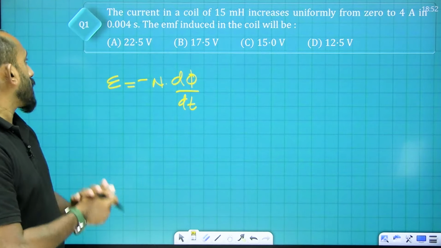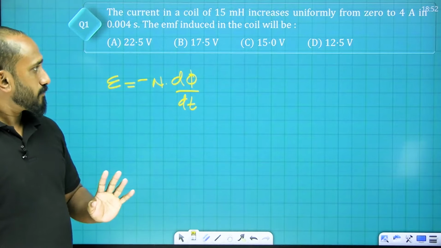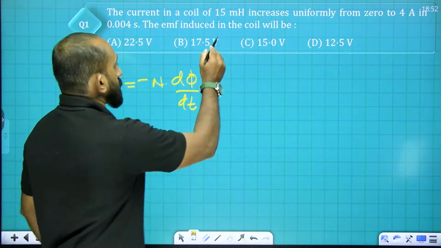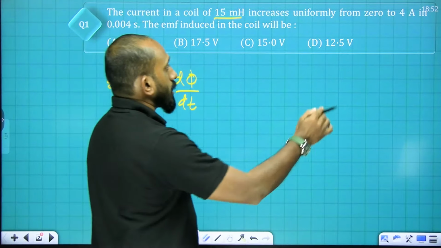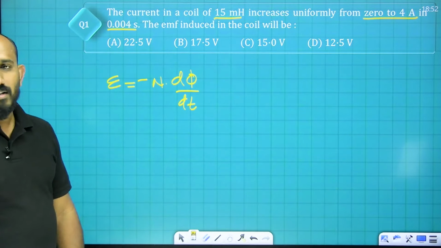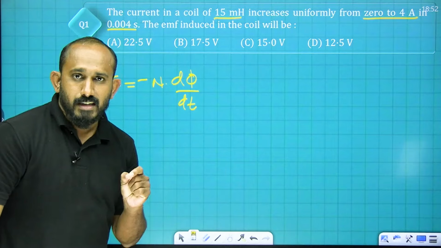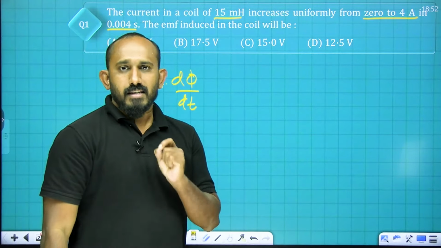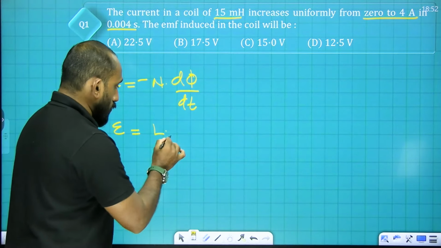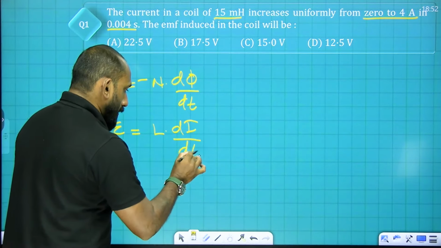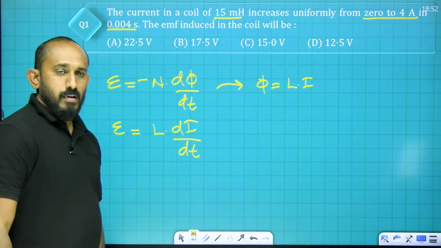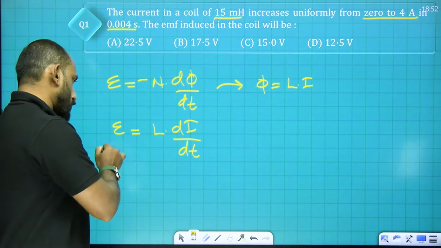Now here in this question, current is changing and self-inductance is given: 15 millihenry, and change in current is given, 0 to 4 ampere, and duration of time is given. Then EMF in terms of self-inductance and change in current is given by E is equal to the magnitude of L into di by dt, since we know phi is equal to L into I. If you substitute, you get this one.